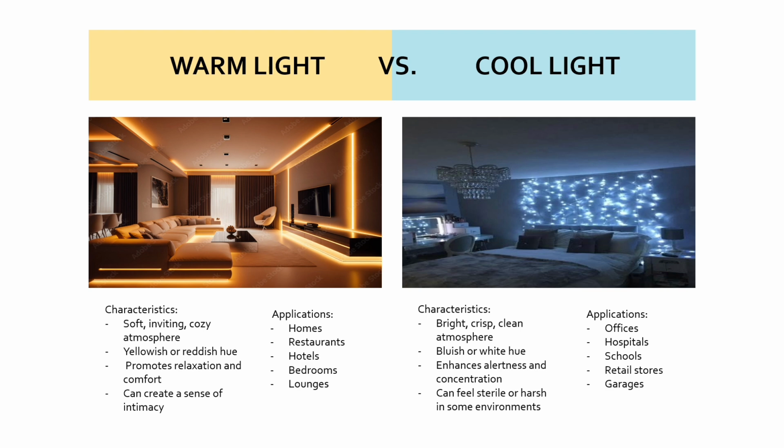Notice the difference in mood and atmosphere between the two images. The warm light in the living room creates a cozy and welcoming ambience, while the cool light in the bedroom feels more stimulating and functional. This difference in mood and atmosphere is a direct result of the color temperature of the light.